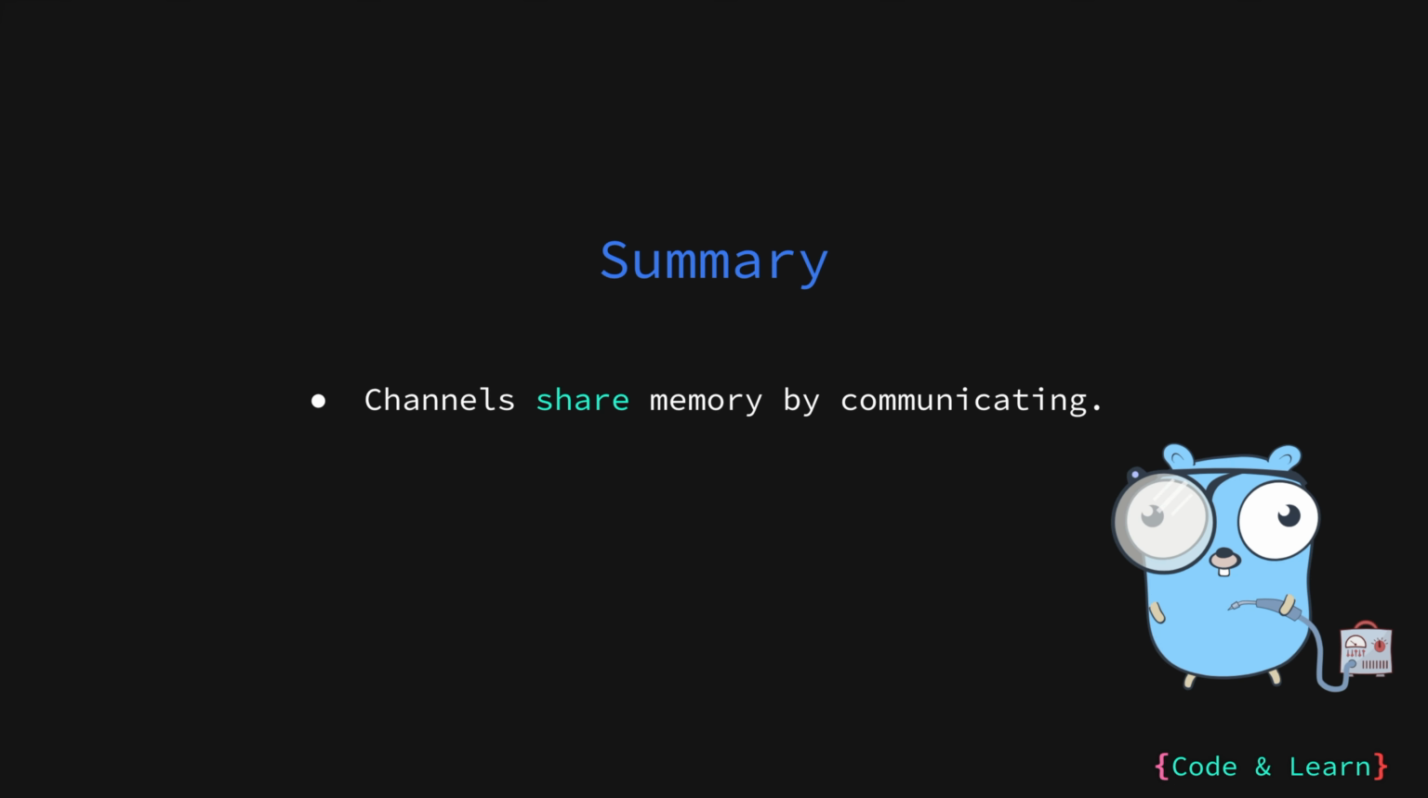So in this lesson, we saw channels are an integral part of Go's concurrency model. It is used to implement Go's philosophy of sharing memory by communicating. We also looked at bidirectional, unidirectional, and buffered channels.